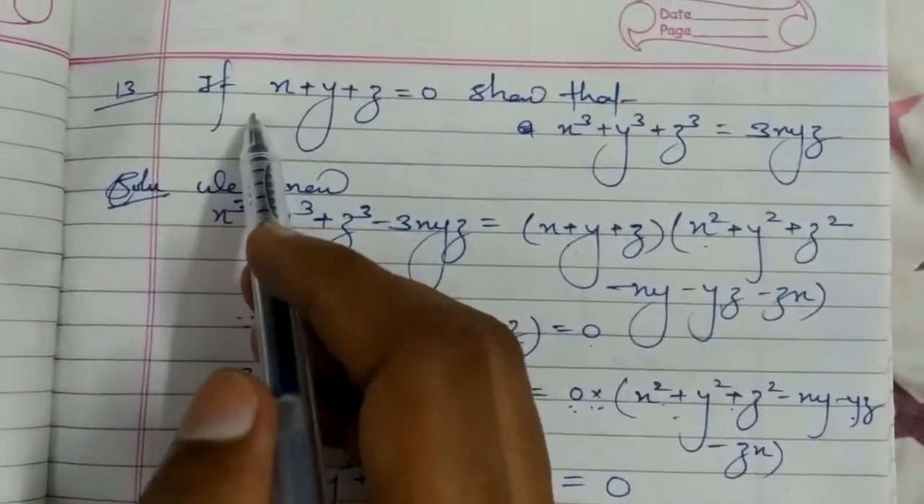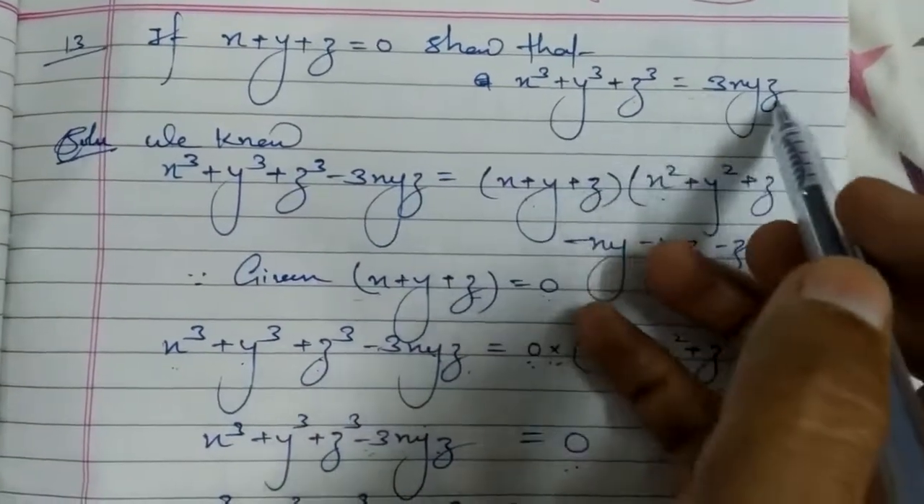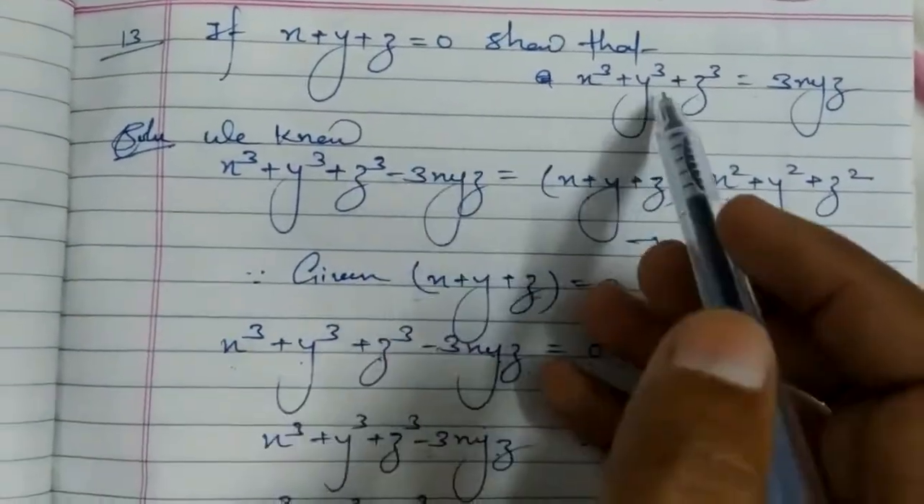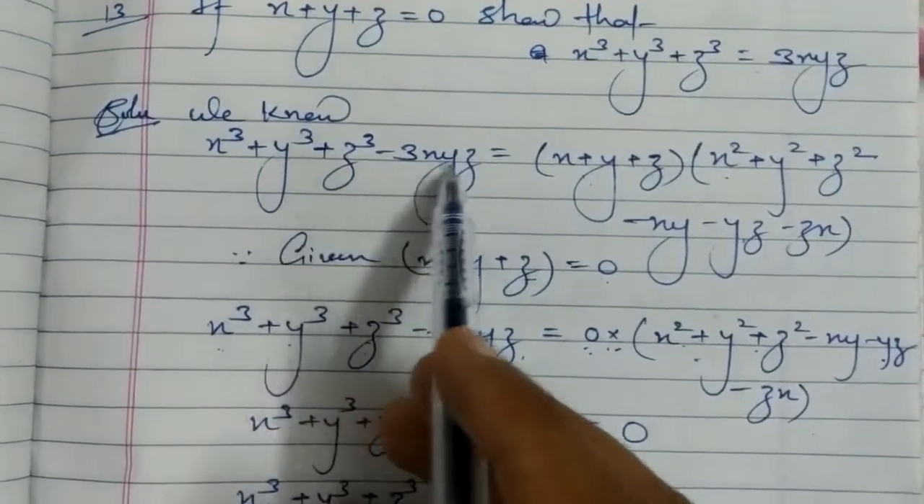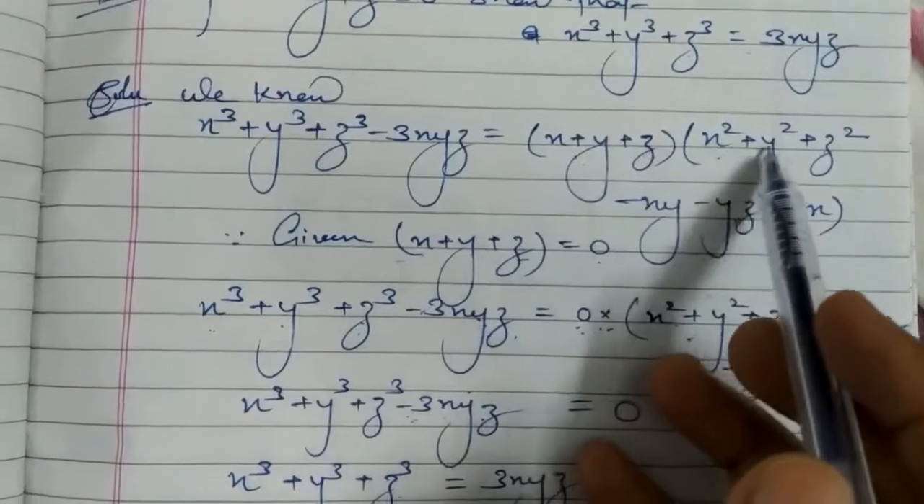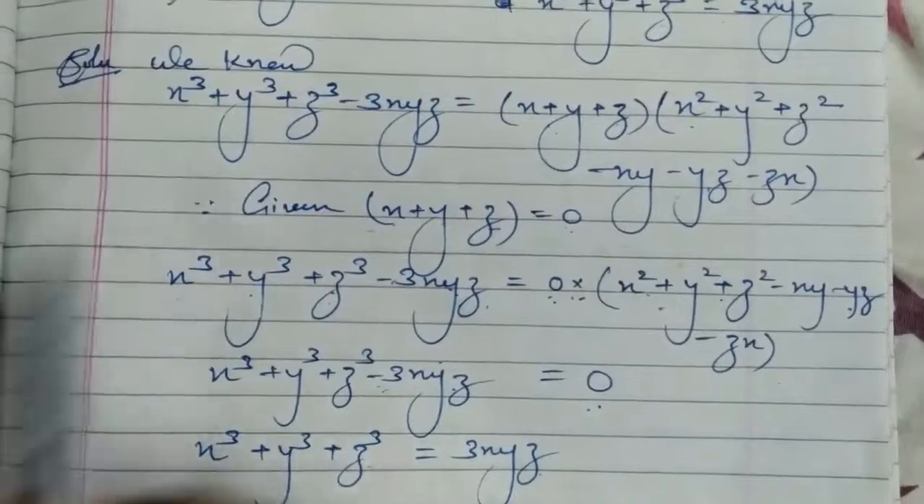Question number 13, exercise 2.5, I am solving. It is saying that if x plus y plus z equals 0, show that x cube plus y cube plus z cube equals 3xyz. For solving this question, we know the identity x cube plus y cube plus z cube minus 3xyz equals (x plus y plus z) into (x square plus y square plus z square minus xy minus yz minus zx).